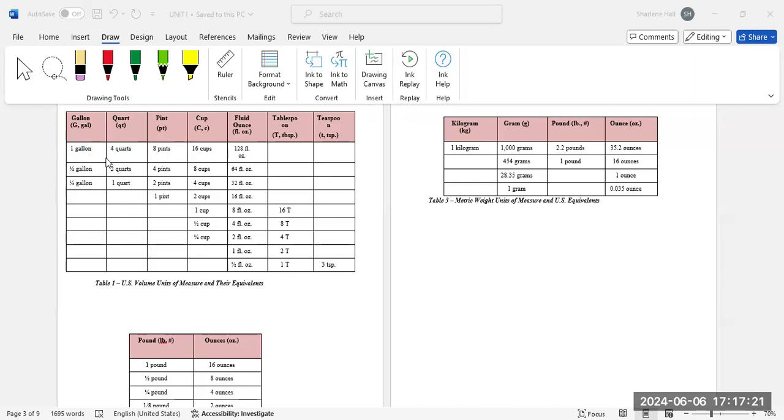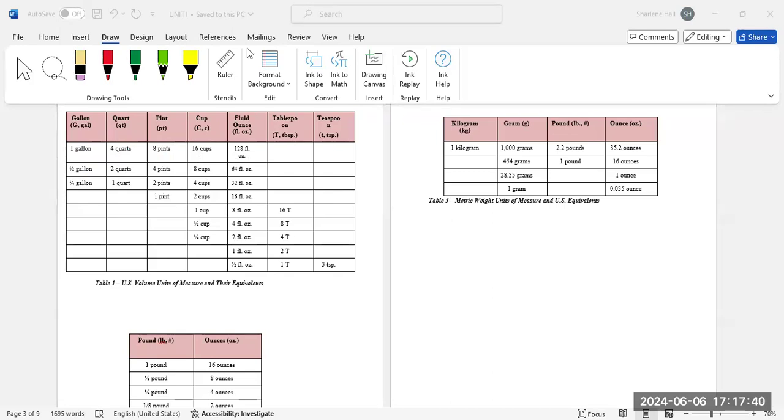So if 1 gallon is equal to 4 quarts, half a gallon has to be half of 4, so it's going to be 2 quarts. Half a gallon will be half of 8, so it's going to be 4 pints. Half of 16 is 8. You follow what I'm saying? Yes, sir.